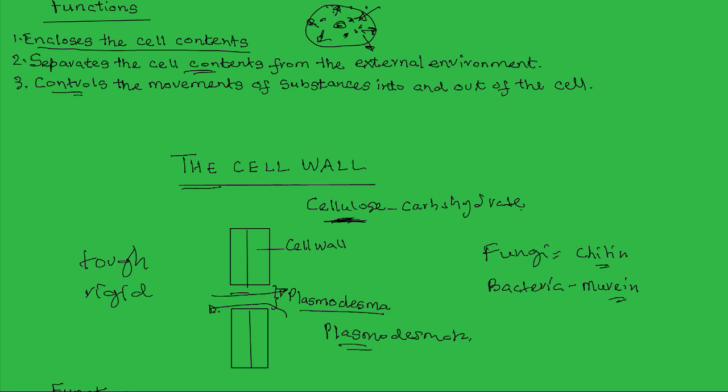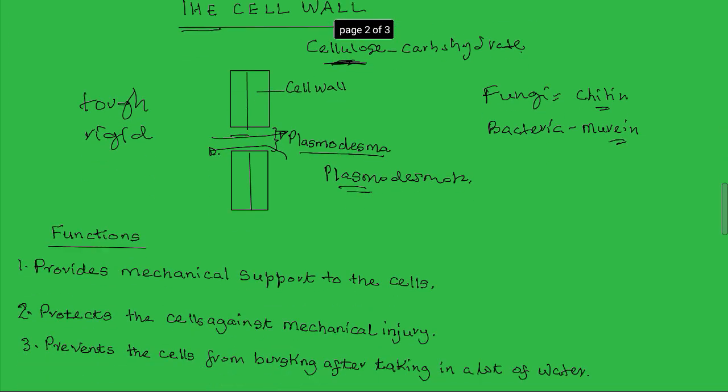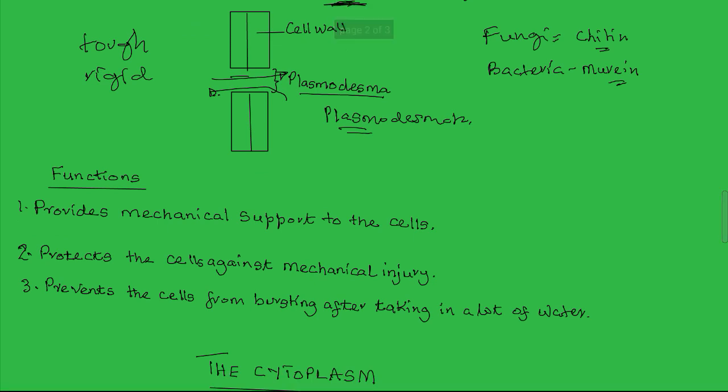Now, what are the functions of the cell wall? One, being very rigid and tough, it provides mechanical support to the cells. This helps to give plant cells the definite shape and rigidity that they are known for.